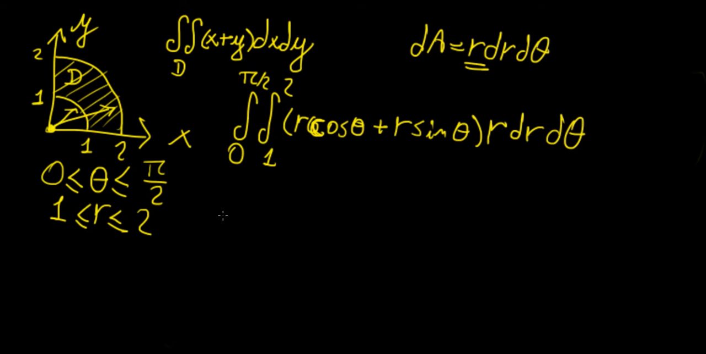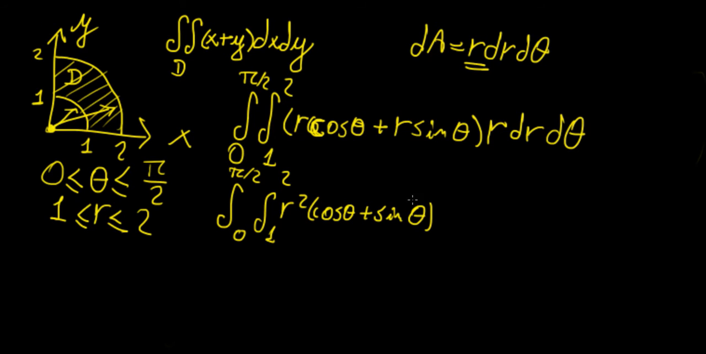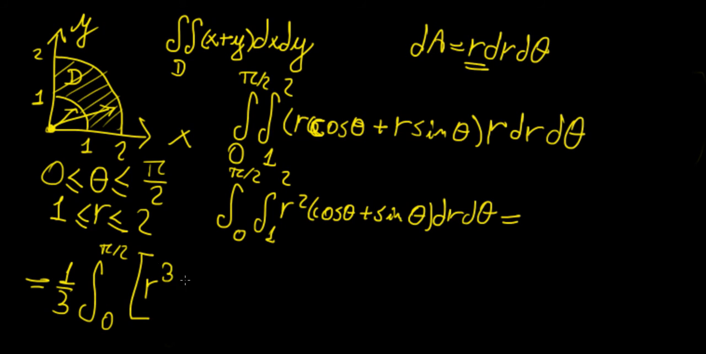So now we can expand this to group the terms together. We're going to have r squared times cosine theta plus sine theta, dr d theta. Integrate with respect to r first. This is going to give us 1 over 3, which results from integrating r. I'm going to put it outside as a constant. So r cubed times cosine theta plus sine theta, and then we're going to go from 1 to 2.